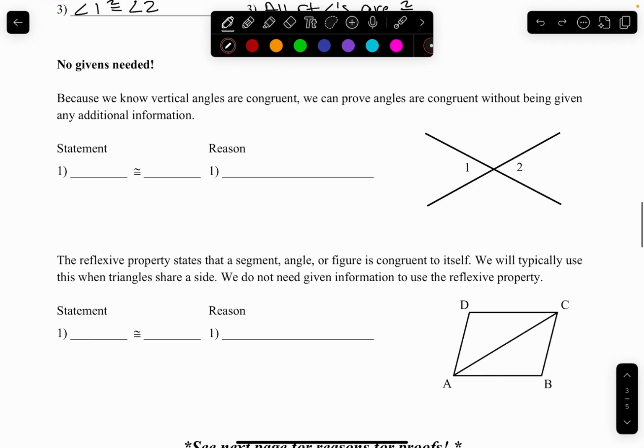All right, moving on. There are going to be times where givens aren't necessarily needed, okay? We know that vertical angles are congruent. We've already learned that information. We don't have to prove that they're congruent. We just already know they're congruent. We don't need given information for that. So if you're just given this picture, you can automatically say that angle 1 is congruent to angle 2 because vertical angles are congruent. We just know that.